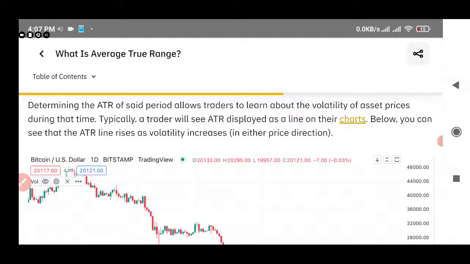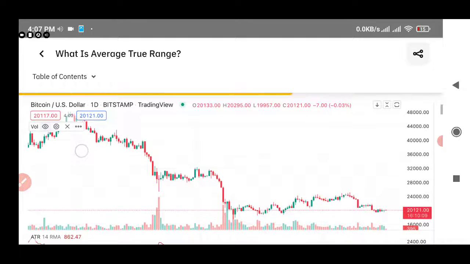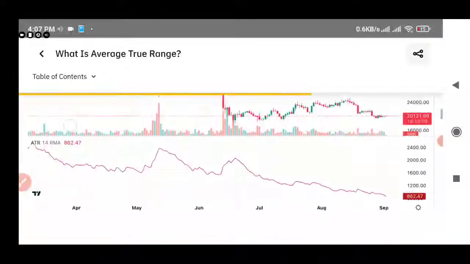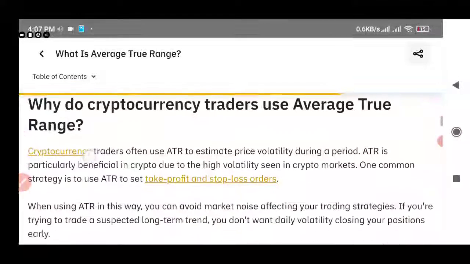Typically, a trader will see ATR displayed as a line on their charts. Below, you can see that the ATR line rises as volatility increases in either price direction. Why do cryptocurrency traders use average true range? Cryptocurrency traders often use ATR to estimate price volatility during a period. ATR is particularly beneficial in crypto due to the high volatility seen in crypto markets.